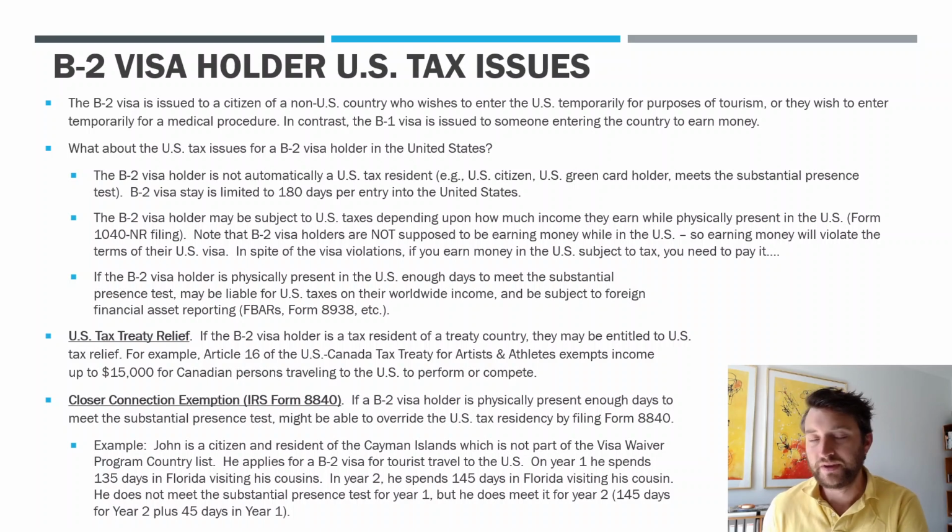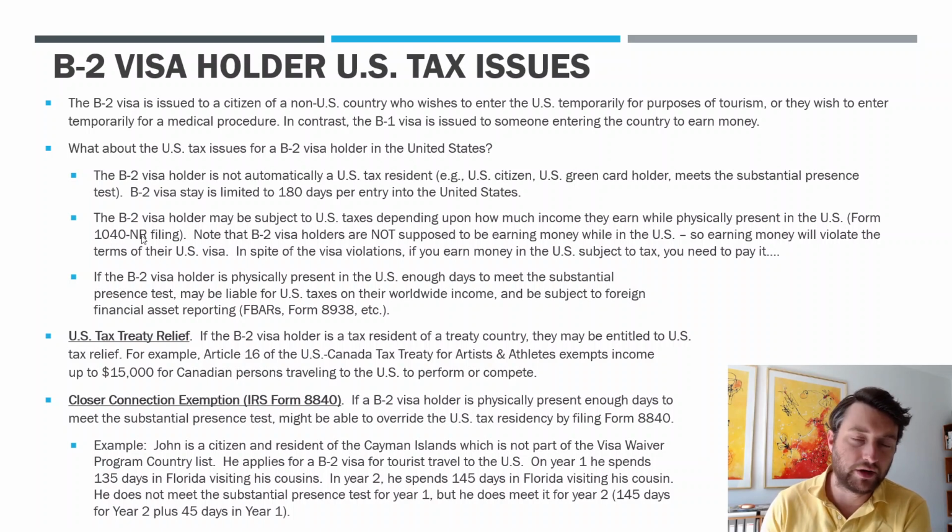The only types of U.S. tax residents are U.S. citizens, U.S. green card holders, or those individuals that are physically in the United States enough days to meet that substantial presence test. Now, what we're going to talk about is how B2 visa holders could become a U.S. tax resident if they trip over that substantial presence test rule.